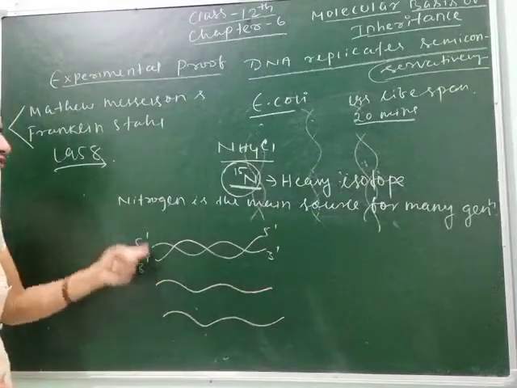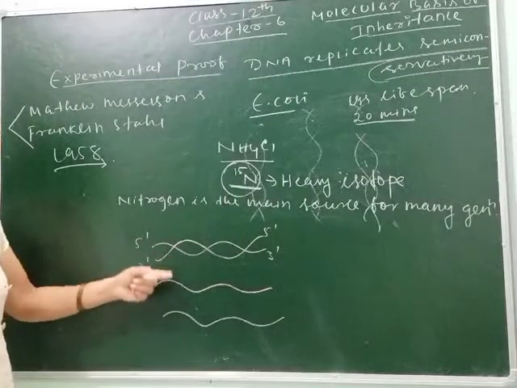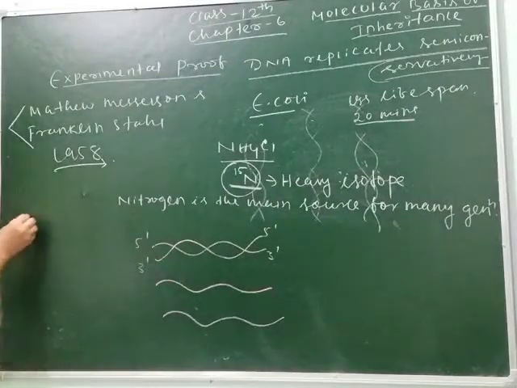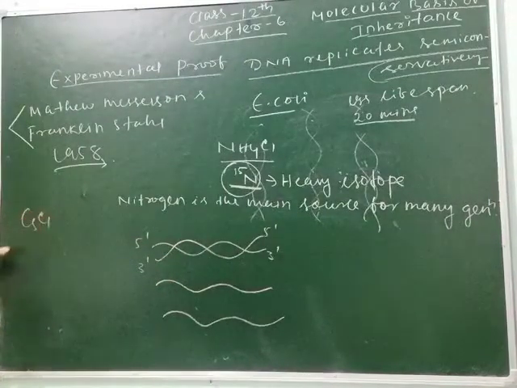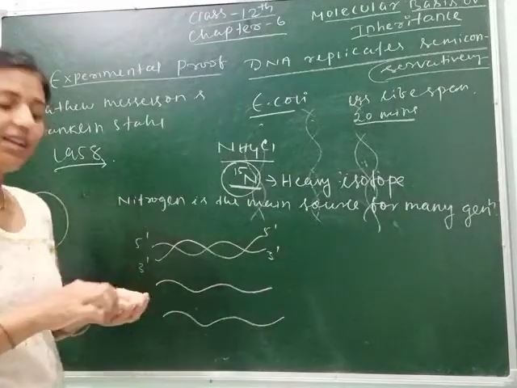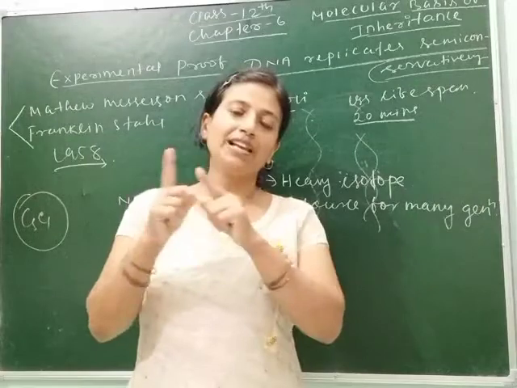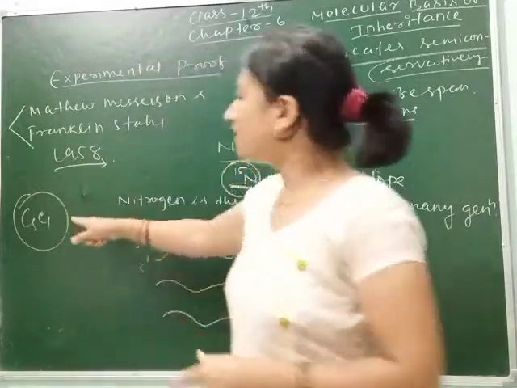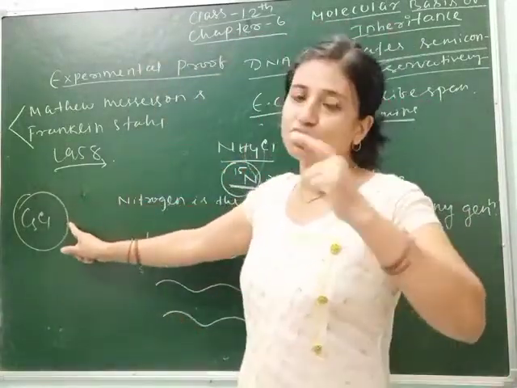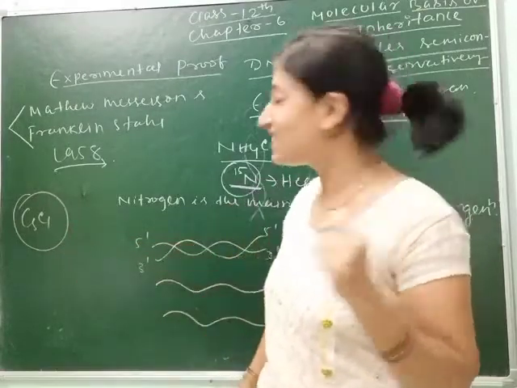Again, to see whether it is divided, it is put in a gradient that is called cesium chloride, CsCl. Clear? So what is the importance of cesium chloride? Cesium chloride separates the heavy nitrogen from the light nitrogen, means this solution is used to separate the heavy one from the lighter one on the basis of their density gradient.